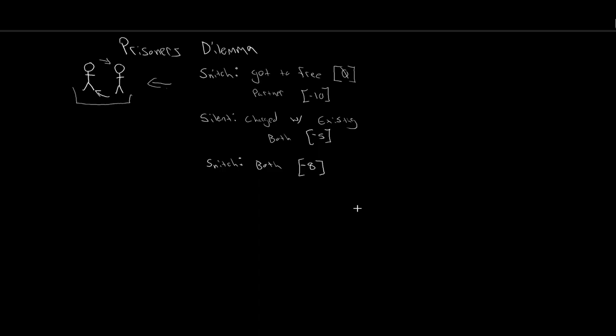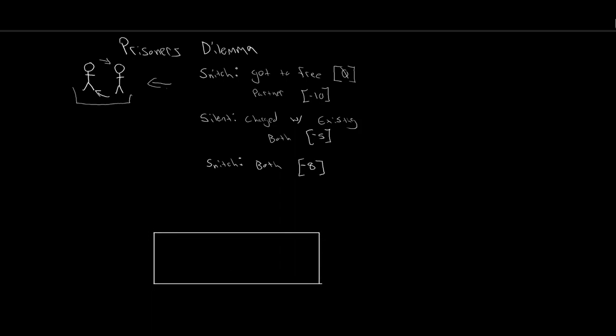Right? If you're one of these prisoners, you cannot talk to your partner, right? You cannot talk to your partner. You're stuck in this room. What is your best response? Keeping in mind that really your outcome depends on what your partner does as well. So let's take a look at how we would represent this in a game, what we'd call our game matrix. So let's build our game matrix.